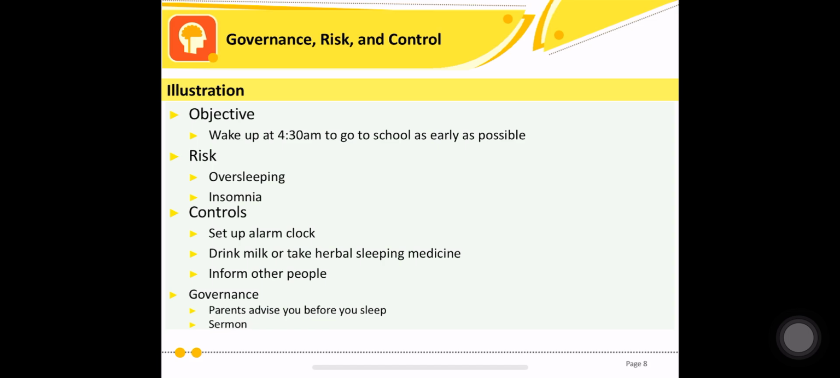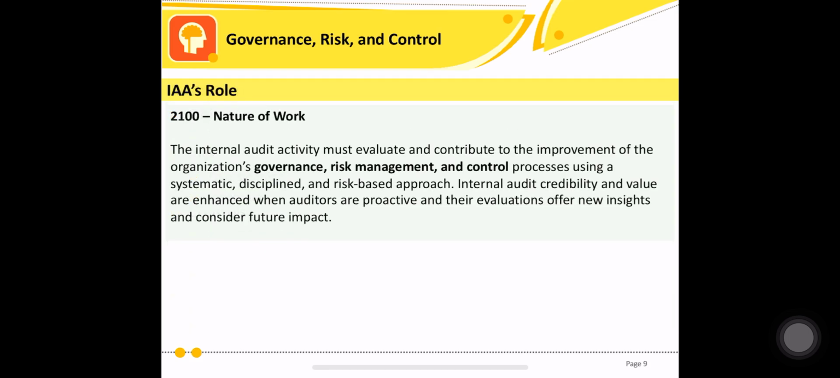Governance is, again, aside from you and the people that you have asked for, hindi mo man sinabi, hindi mo man inutos, but they are there to guide you, which is the best example is your parents or yung sermon nila. There. So in a nutshell, that's how it works. That's how we're going to apply anything about the GRC, the governance, risk, and control. But again, the focus is more on the controls.